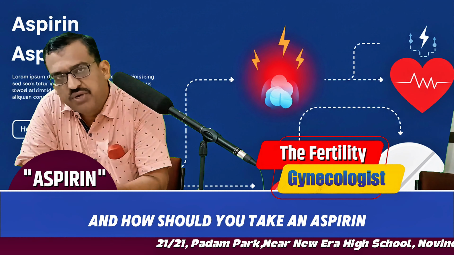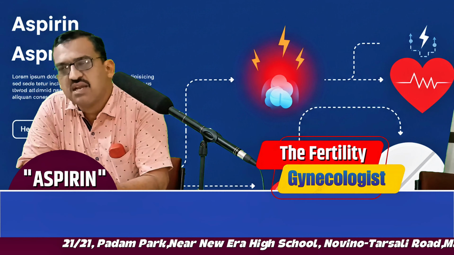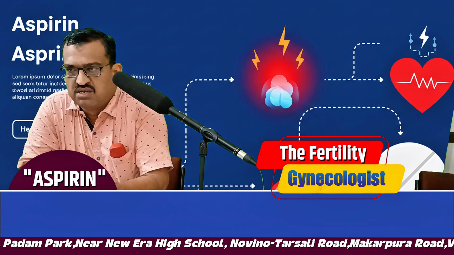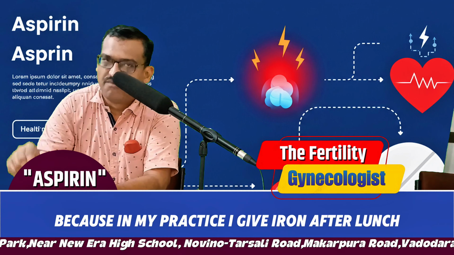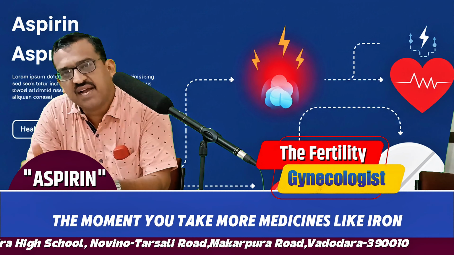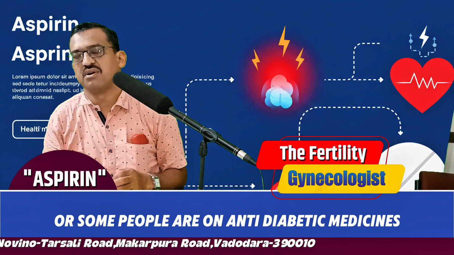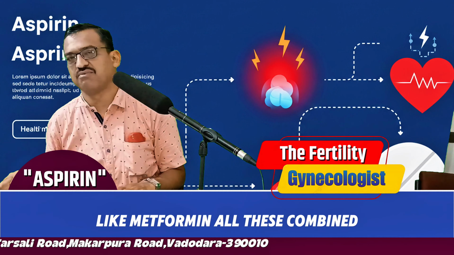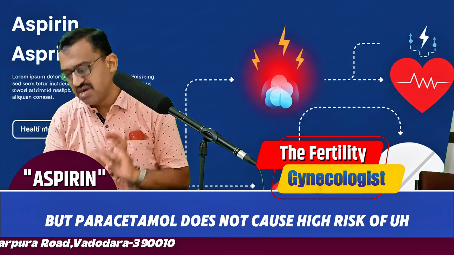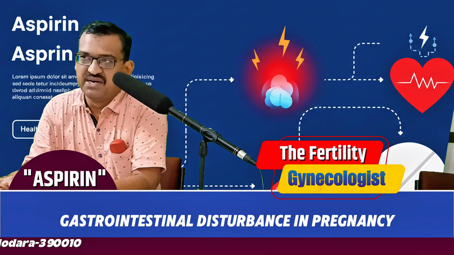And how should you take aspirin? It should not be taken on an empty stomach. Ideally, it should be taken after meals. I prefer aspirin to be given after dinner, because in my practice I give iron after lunch, which I mentioned in my previous videos. The moment you take more medicines like iron, calcium, low dose aspirin, maybe folic acid, maybe thyroid, or some people are on anti-diabetic medicines like metformin, all these combined would cause an increase in gastrointestinal disturbance. But per se, aspirin does not cause a high risk of gastrointestinal disturbance in pregnancy.